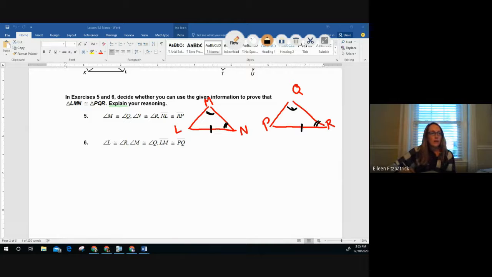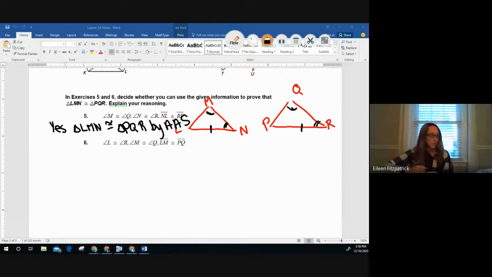All right, so it says, decide whether you can use the given information to prove the triangles congruent. Explain your reasoning. So are the triangles congruent based on the markings? I have two angles and a non-included side. So I would say yes, that triangle LMN is congruent to triangle PQR by angle, angle, side. Two angles and a non-included side.